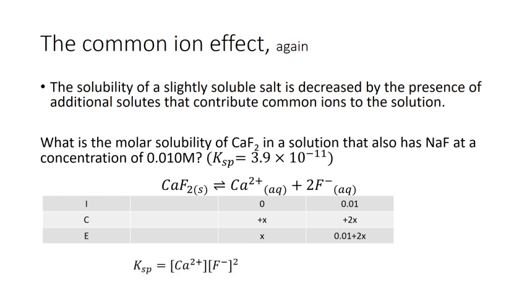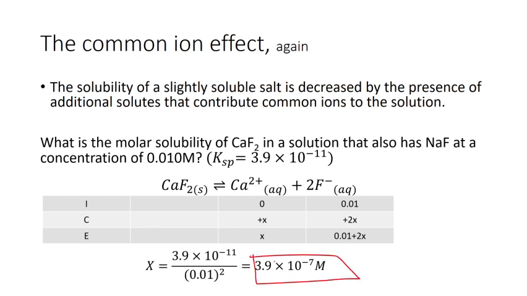So we end up with this, where we have our KSP equal to x times our concentration of fluorine initially squared, right? Because the squared comes from here. And if we do that math, we can switch it around to look like this, and we get a concentration of calcium of 3.9 times 10 to the negative 7th molar, which is not a lot. It's a pretty small concentration.